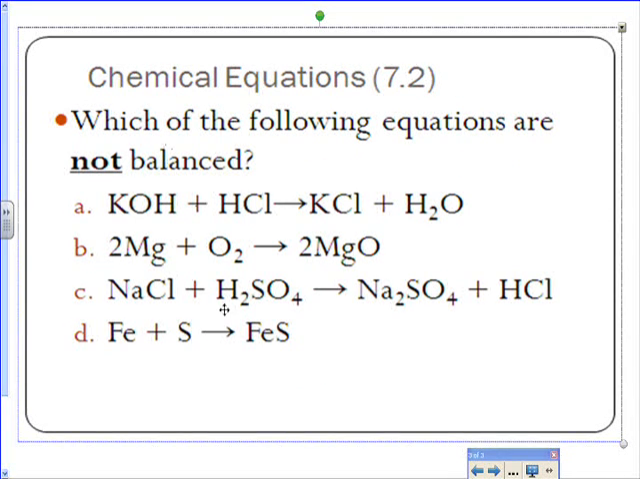All right, guys, go ahead and answer this question because it's in your notes. Which of the following equations are not balanced? And what I'd like you to do is circle each one that is not, pause the video, and resume the video once you're ready to find out the answers. All right, the equation that is not balanced is C. A, B, and D are actually all balanced.